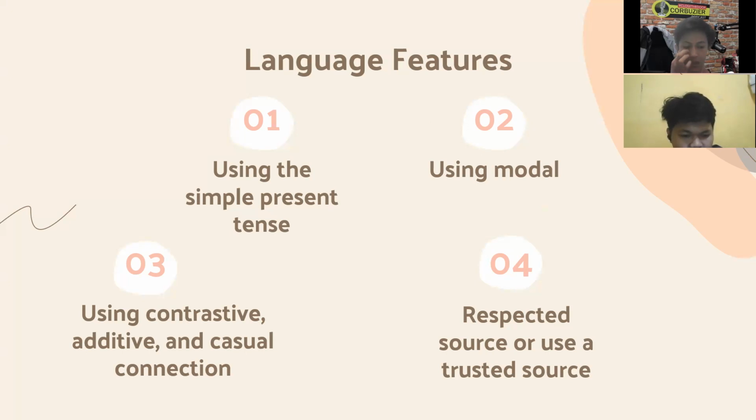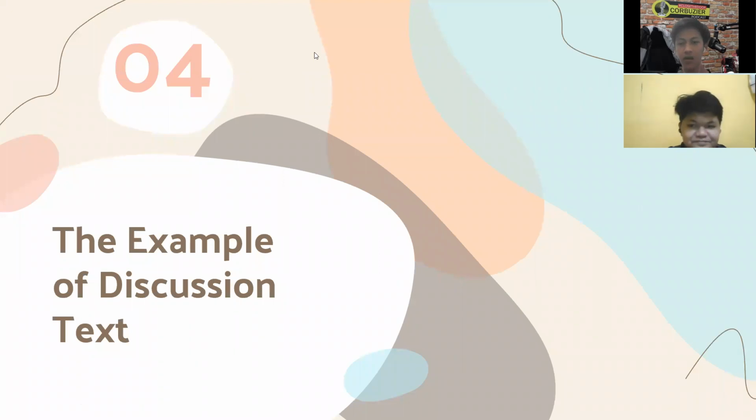For example, similar, furthermore, however, moreover, on the other hand, but, in addition, nevertheless, etc. The fourth is respected source, or use a trusted source. The next one is about the sample text that will be read by Revanza.